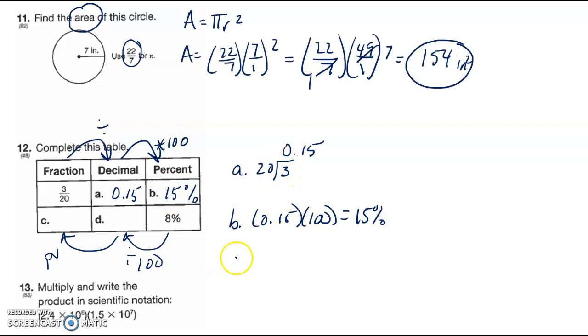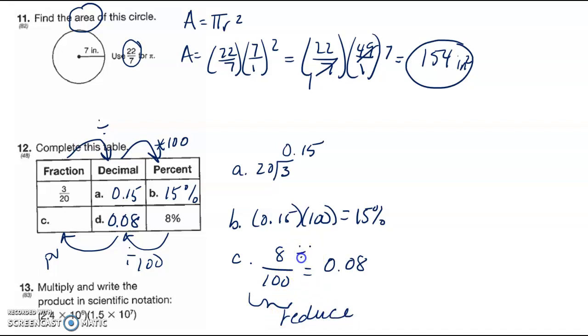Okay. C, we've got 8 divided by 100, which is going to be 0.08, and that's 8/100. This is actually my fraction as well, but I'm going to have to reduce it. So let's divide by 4. That gives me 2 over 25, and that's as far as that can go.